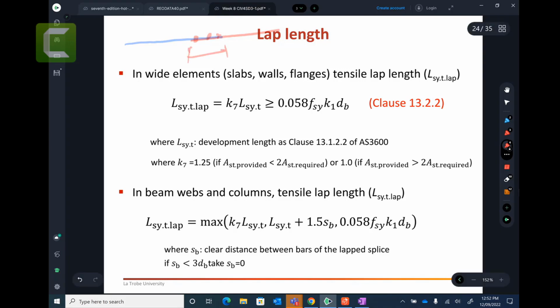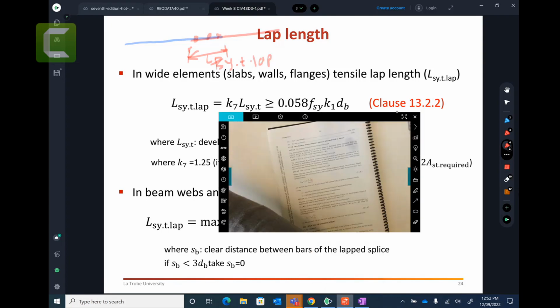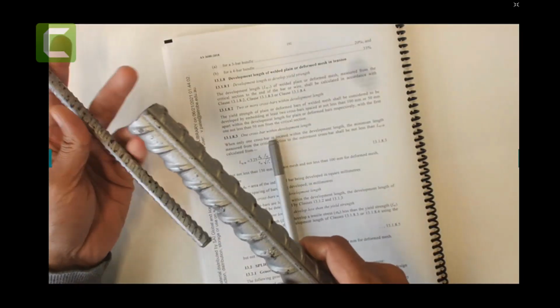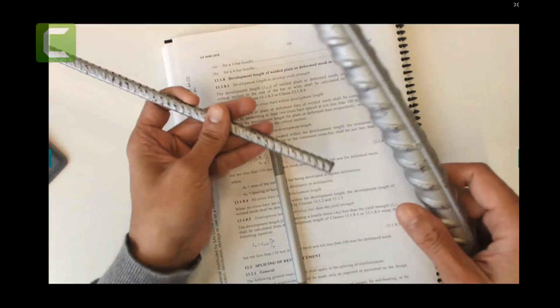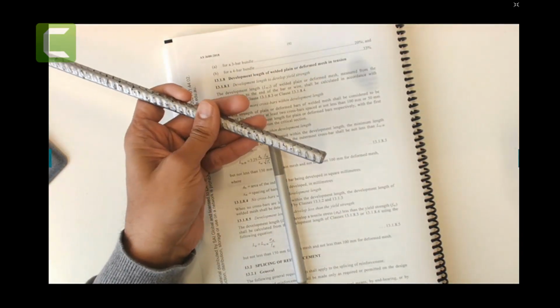How much length do you need to overlap? Let's say Lsy.t lap. I hope you understand that the lap is how much length you need to provide that will transfer the stresses from one bar to another bar, right? I can explain it physically. That will make more sense. Let's consider they are the same size. So you have this bar and you just need to continue because you can't stop it.